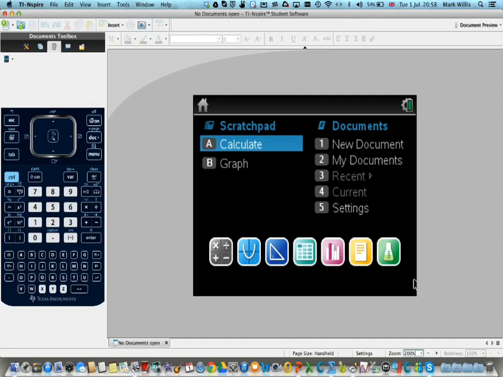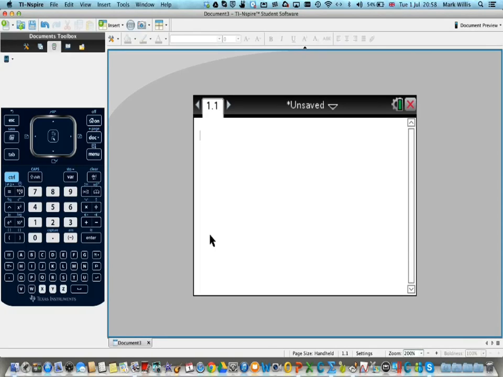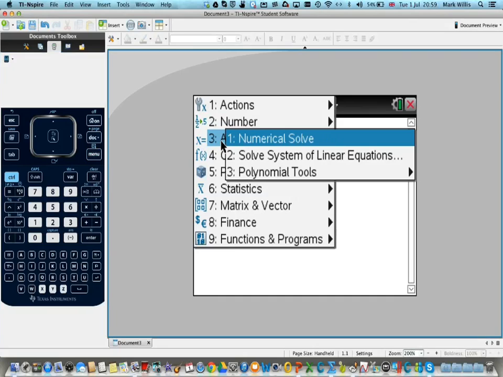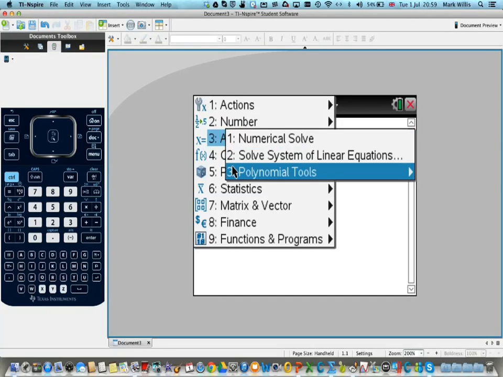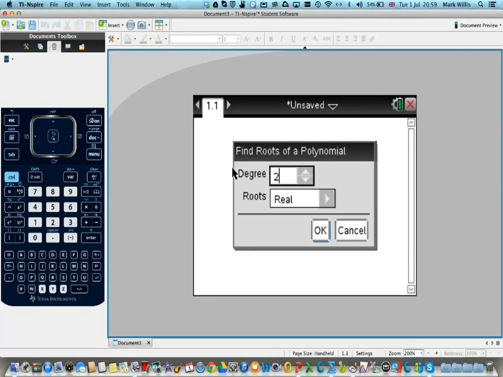So going to the calculator, we're going to select this one, which is the calculation mode. Selecting it. Okay, and then we're going to go to menu, and we're going to select algebra. Then we go to number 3, polynomial tools, and then finding roots of polynomials. Because we're solving a quadratic, it's degree 2, it's real, so it's all okay.